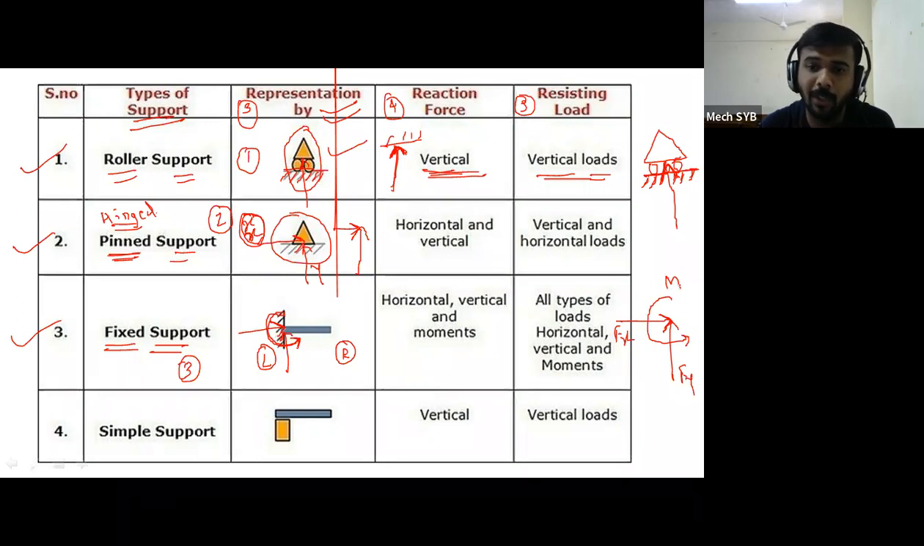And what is the meaning of all these 3 particular supports? That is, if fixed support is provided in the beam, then it has restriction to move in x direction also, to move in y direction also, as well as it has restriction to move about their own axis.